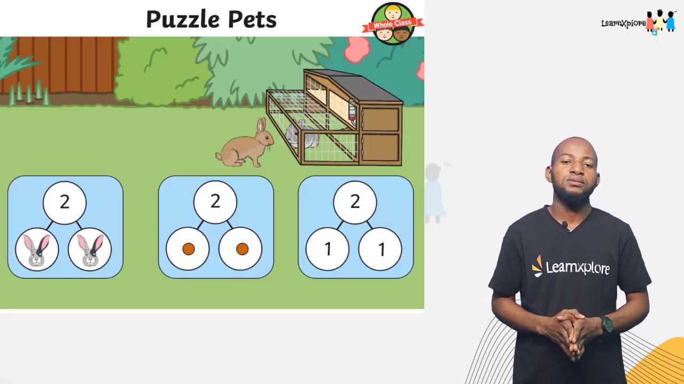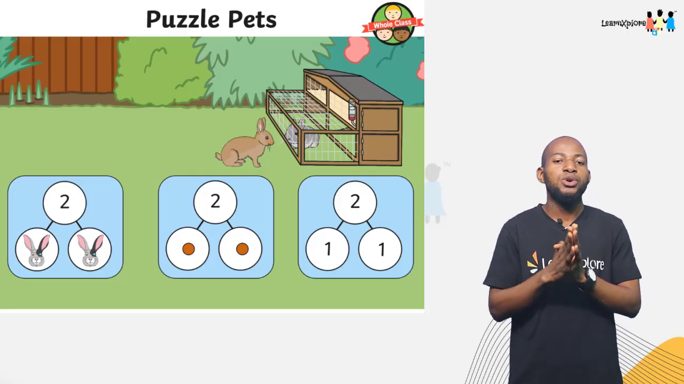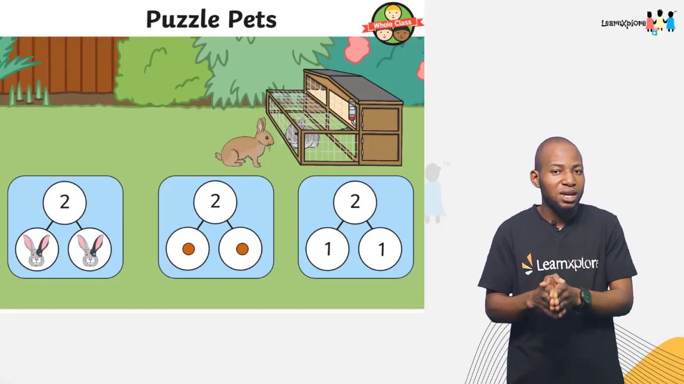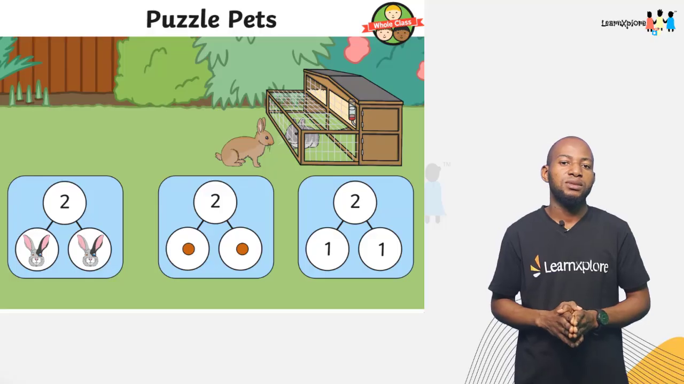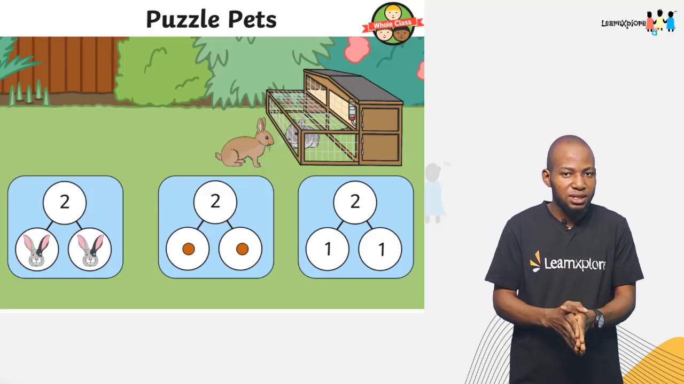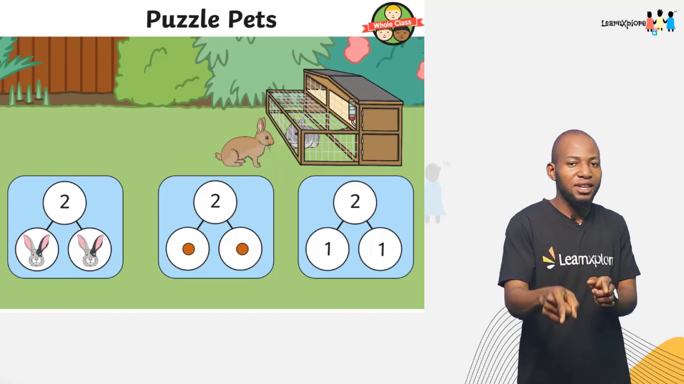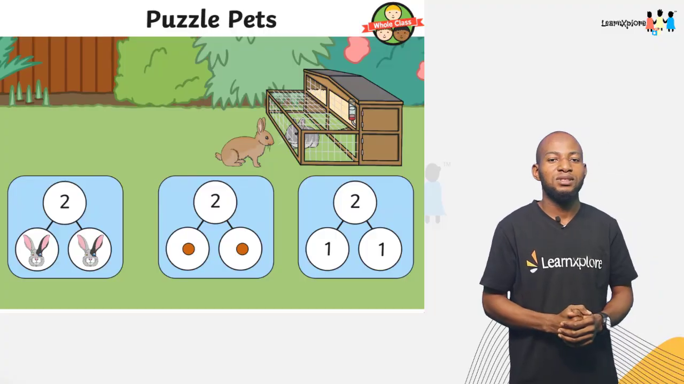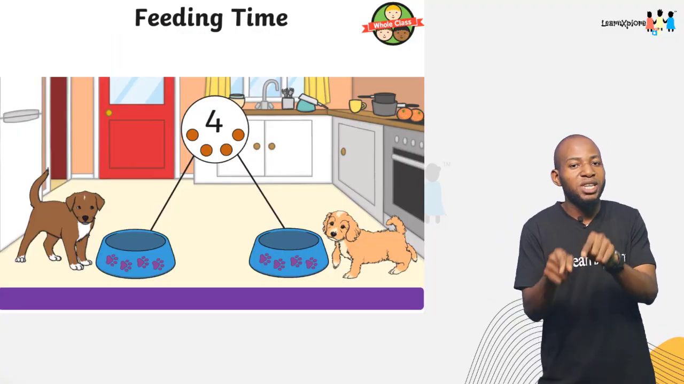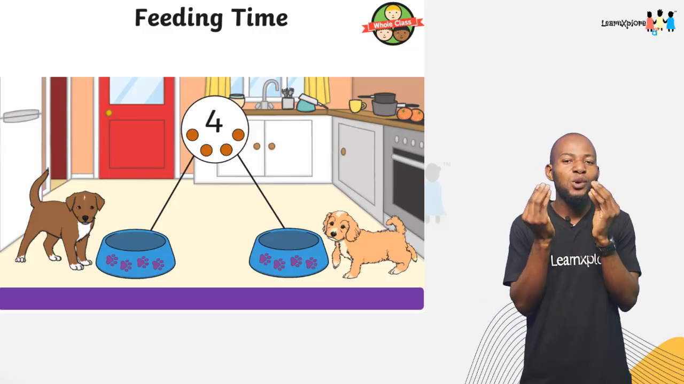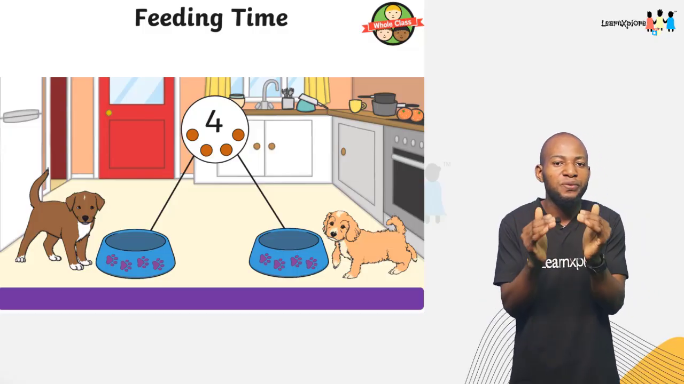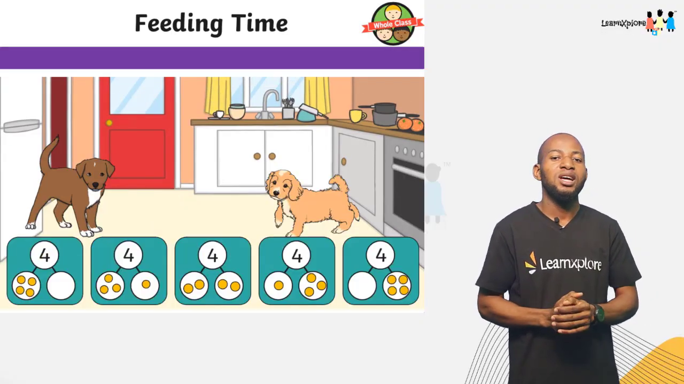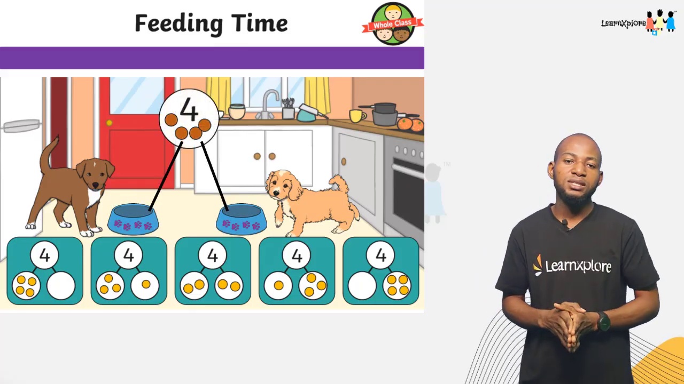Look at another picture. We can use drawings, symbols, or numbers to show our learning. It shows 2 rabbits, one in the cage and another one outside. We can also use objects. How many different ways can you find to feed the pets? Look at all of the possibilities.